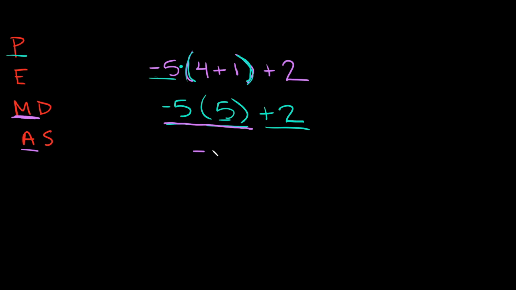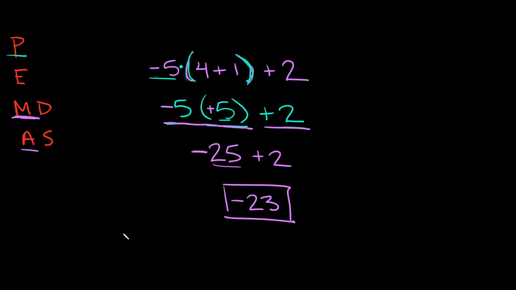That would be -25, right? Because 5 times 5 is 25, and then a negative times a positive is a negative. Okay, so I took care of the multiplication, so now I'll bring down this plus 2 right here. So now I'm just left with -25 plus 2, which simplifies to -23. Okay, so that would be your answer.